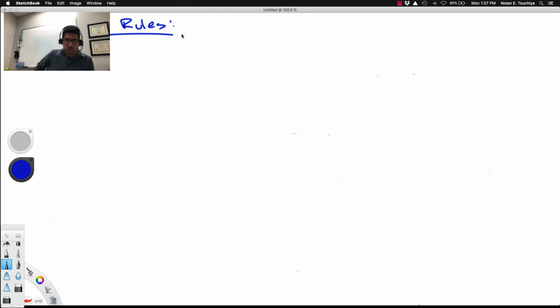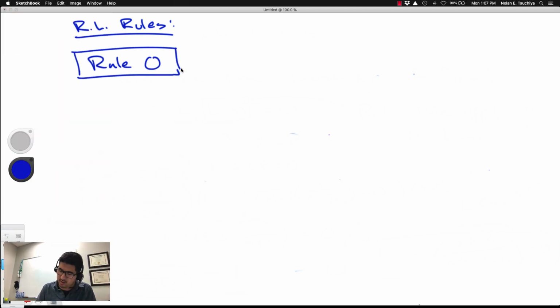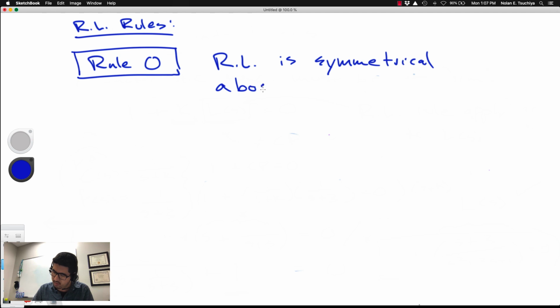Okay, so the rules for drawing the root locus. There are, well, there's 6, but they start at number 0, which is strange. Rule 0 is actually a very trivial one. Okay, Rule 0 for drawing the root locus is basically that the root locus branches and the root locus plot are symmetrical about the real axis. Okay, that's the first rule. It's rule 0 because it's almost just a fact. It's a sanity check to make sure you're drawing your root locus properly.